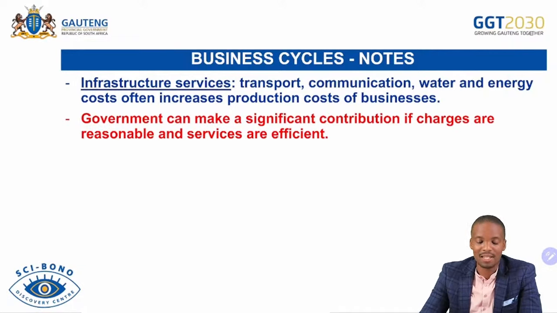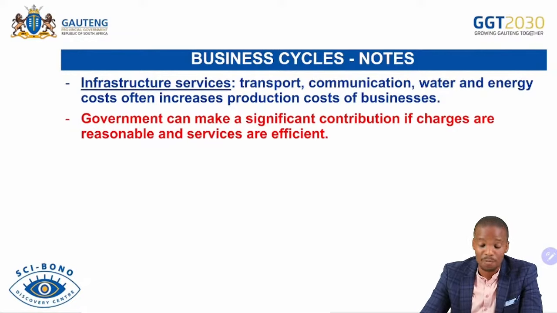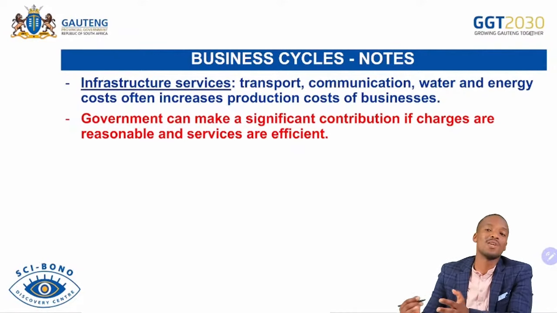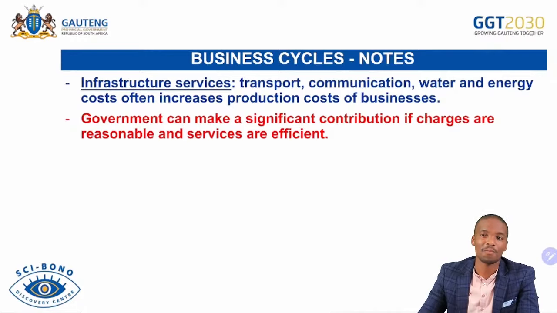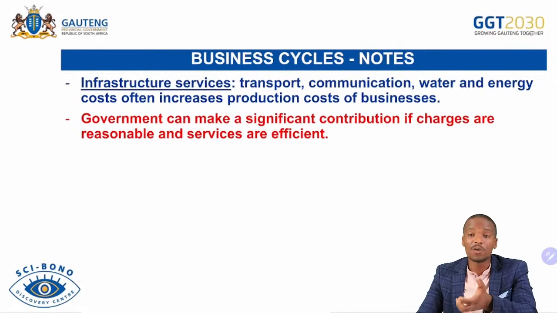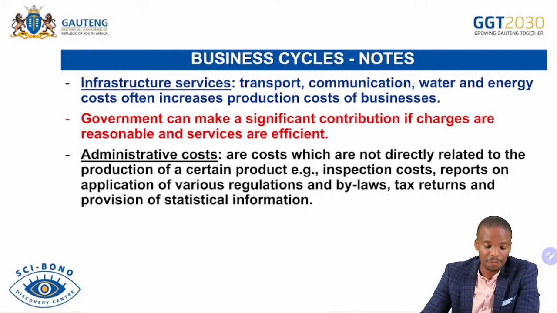The government can make a significant contribution if charges are reasonable and services are efficient. We know when we talk about services such as transportation, sometimes the communication network is not well, and we don't get access to electricity, there's load shedding, companies close down, and so on. All those things, if they are reasonable and efficient, determine how fast we can get them, or how fast we can produce something. If we find all those things, it means supply output will be at a reasonable price, and therefore we won't have any problem in terms of inflation.